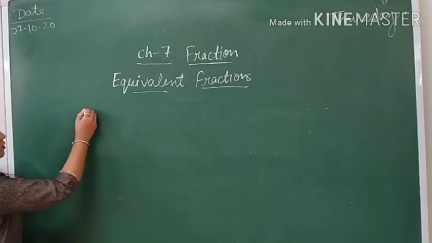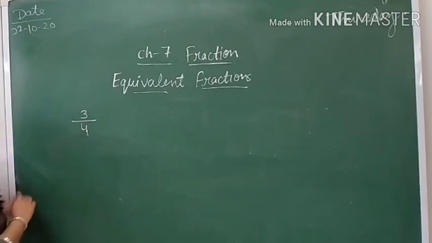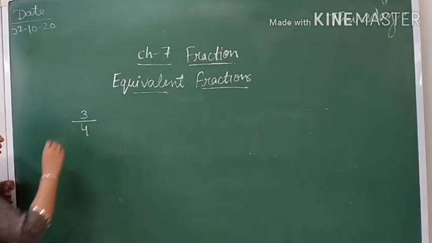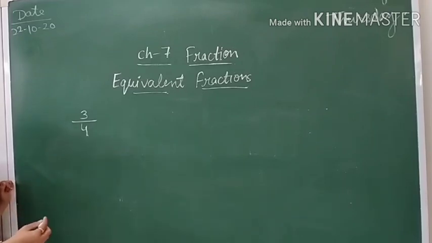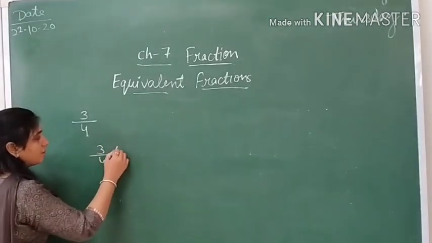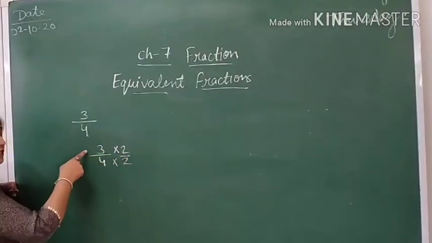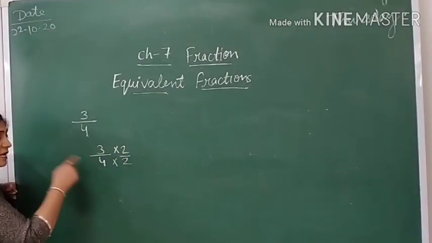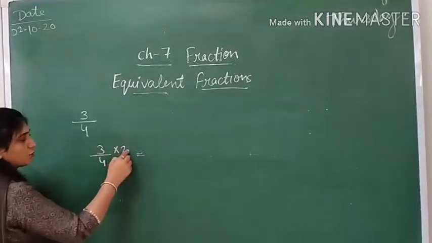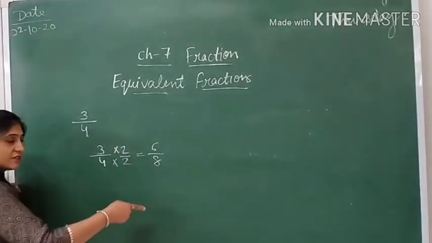See, look at this example. Suppose I am having the fraction 3 by 4, and you have to find 3 equivalent fractions. Your question is to write its 3 equivalent fractions. So what will be the process? We will multiply by the same number with the numerator as well as the denominator. So 3 2s are 6, 4 2s are 8. This is the first one.